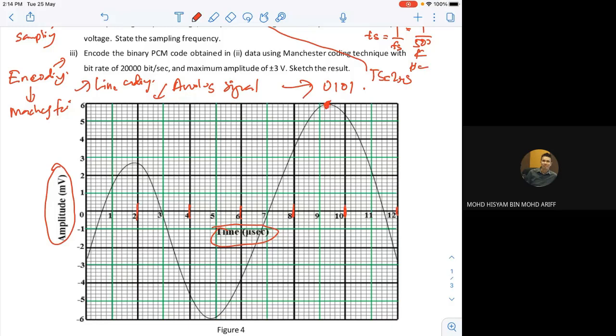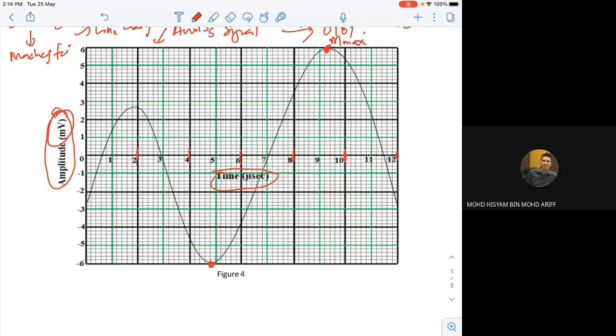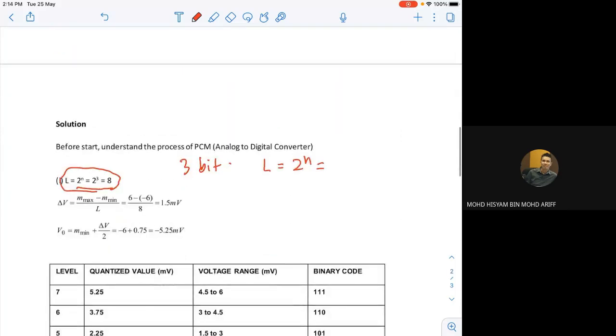This axis is in millivolt, right? So you got the maximum one. This is the M max. How about the M min? M min you got here, it is negative 6 millivolt. After you got that, you take 6 minus negative 6, divide by 8, and you get 1.5 millivolt. Okay, solved one thing.